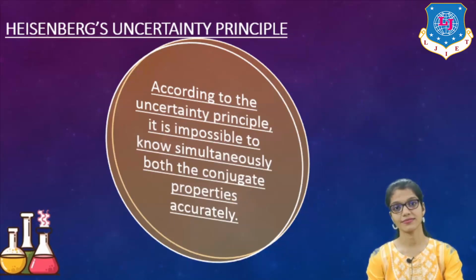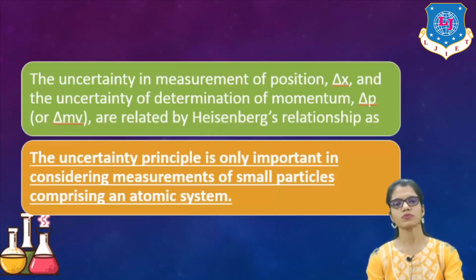Uncertainty is there. Let's see it. The uncertainty in the measurement of position, that is delta x, and the uncertainty in the determination of momentum, that is delta p, which we can write as m delta v, are related by Heisenberg's relationship. The uncertainty principle is important only in considering measurements of small particles. That means it is applicable only to atomic systems, systems which are smaller in size, and it can't be applied to larger objects.